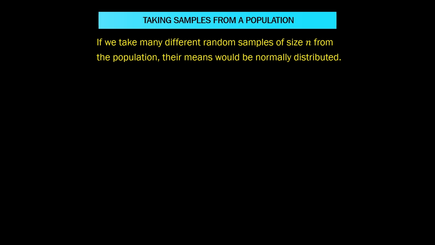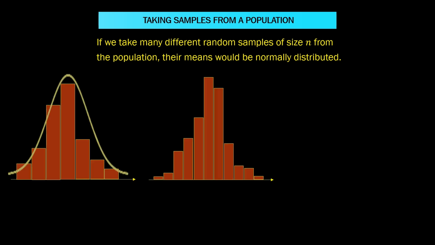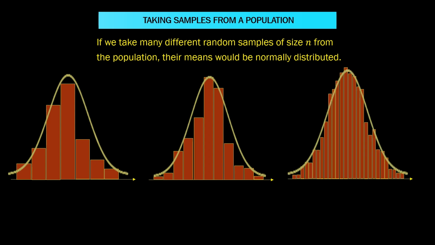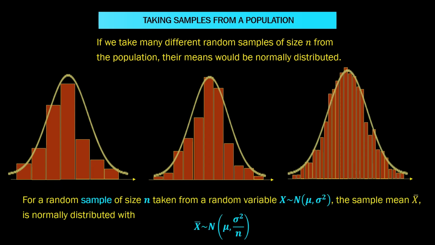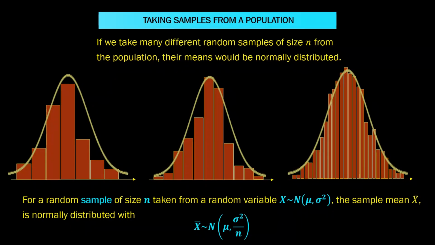If we take many different random samples of size n from the population, their means would be normally distributed. For a random sample of size n, taken from a random variable x distributed normally with mean mu and variance sigma squared, the sample mean x bar is also normally distributed, with x bar distributed normally with mean mu and variance sigma squared over n.